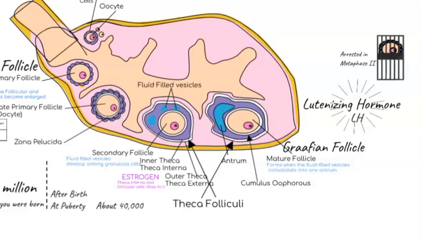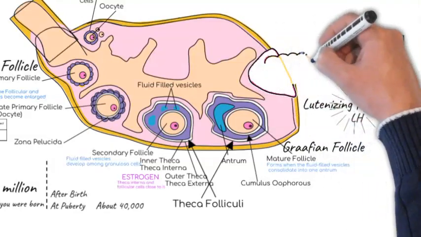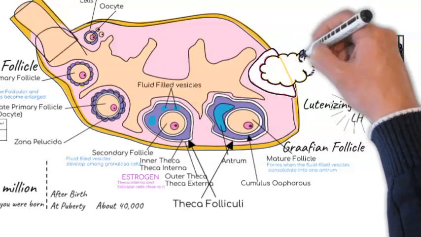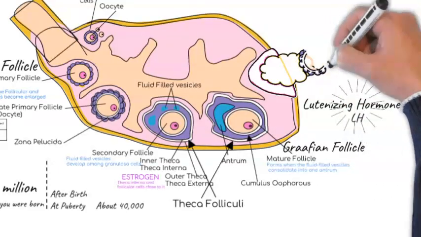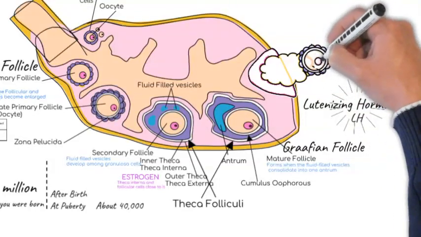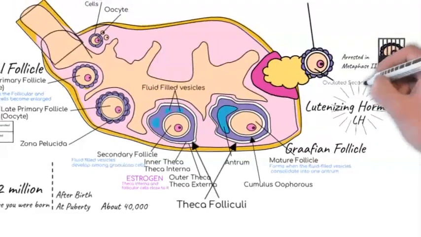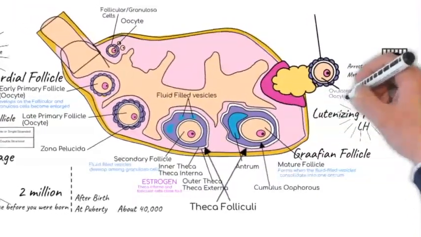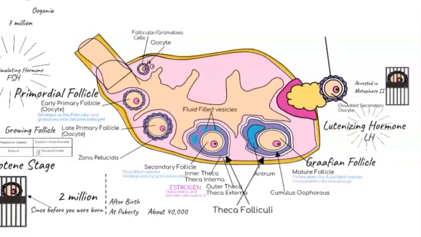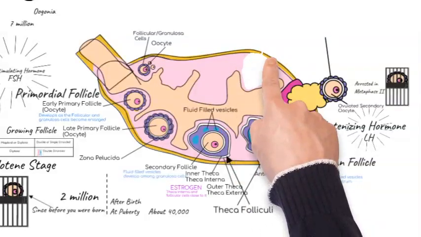Now this ovum, along with some surrounding cumulus oophorus cells, ovulate out of the ovary, and they're taken up by the fallopian tube. Ovulation is your ovary giving out your ovum, your egg. When it comes out of your ovary, it's intercepted by your fallopian tube. Your fallopian tubes are connected to your uterus.